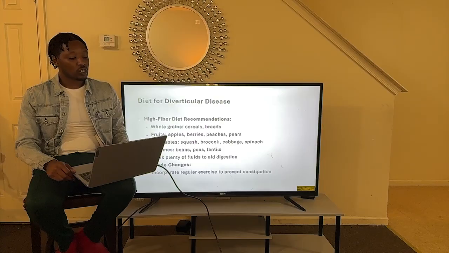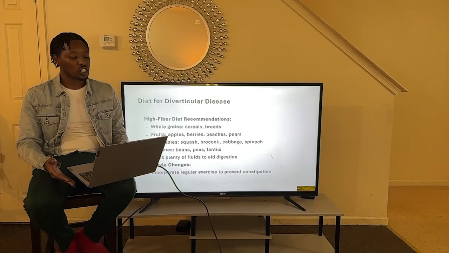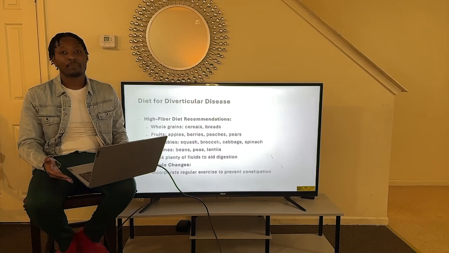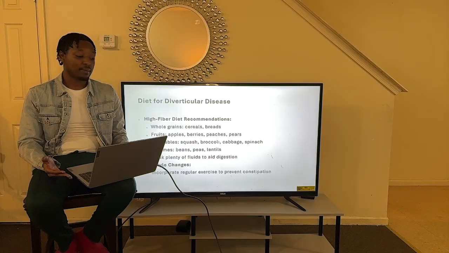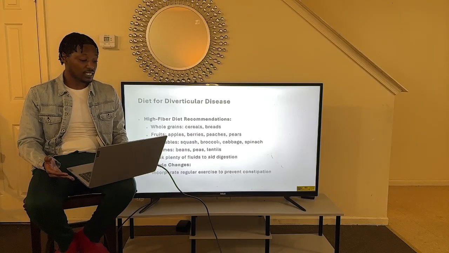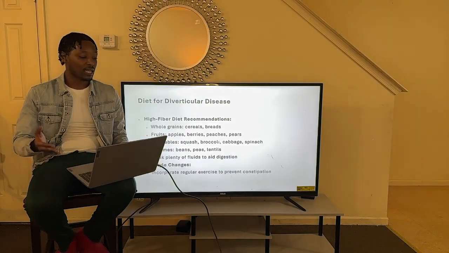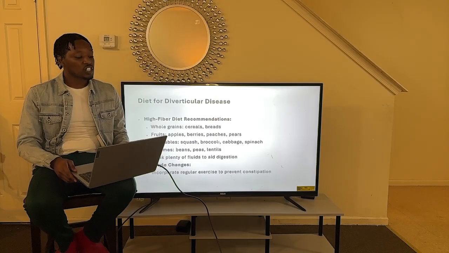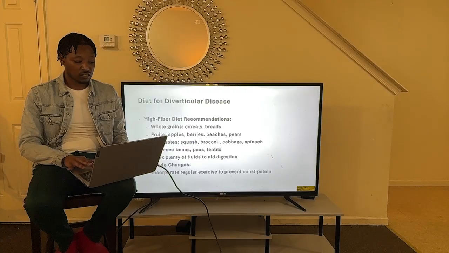A diet for diverticular disease would include a high fiber diet. Foods high in fiber include whole grains, cereal, breads, fruits such as apples, berries, peaches, and pears, vegetables such as squash, broccoli, cabbage, spinach, and the legume family such as beans, peas, and lentils. Drink plenty of fluids to aid with your digestion, because more fluids will help move your bowels along a lot easier. Some lifestyle changes include incorporating regular exercise in order to prevent constipation.